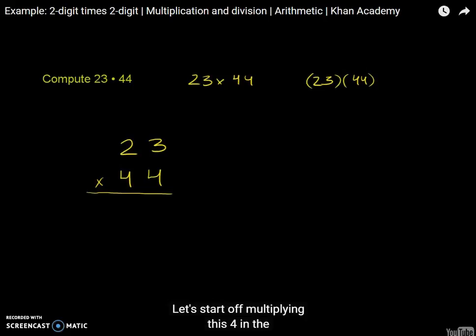Let's start off multiplying this 4 in the ones place times 23. So you have 3 times 4 is 12. We can write 2 in the ones place, but then we want to carry the 1, or regroup that 1 in the tens place. So it's 12, so you put the 1 over here. And now you have 4 times 2 is 8, plus 1 is 9.